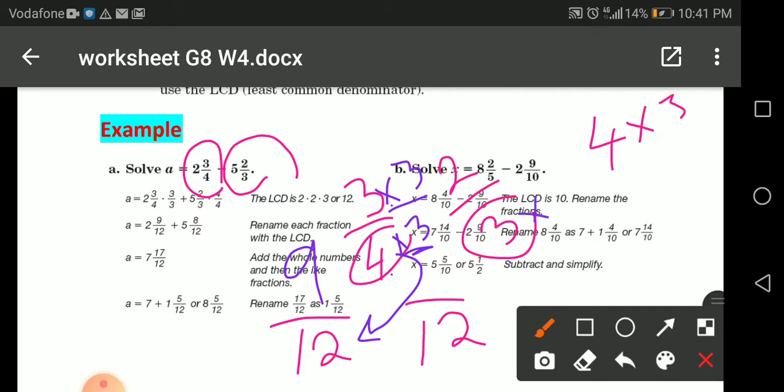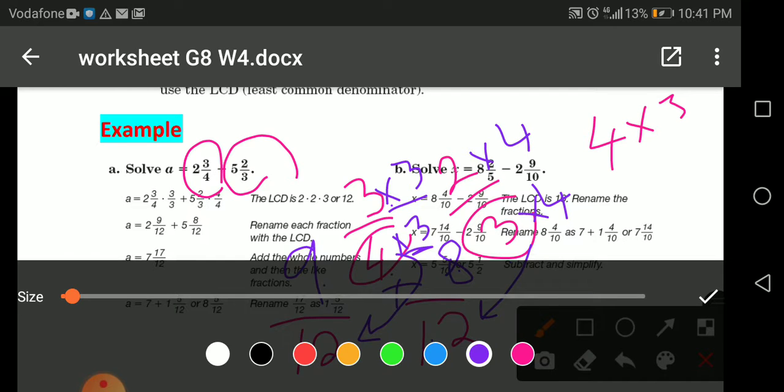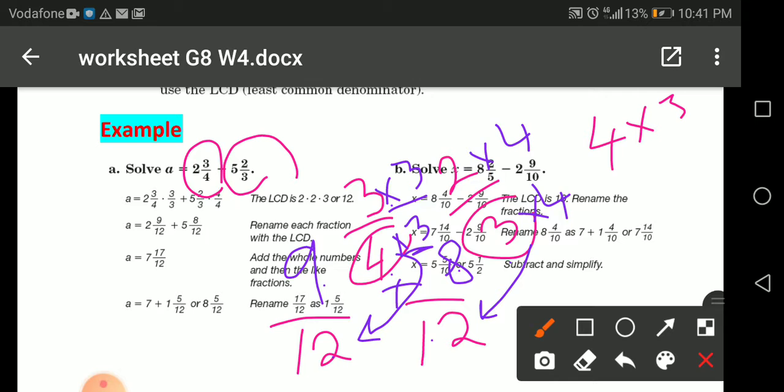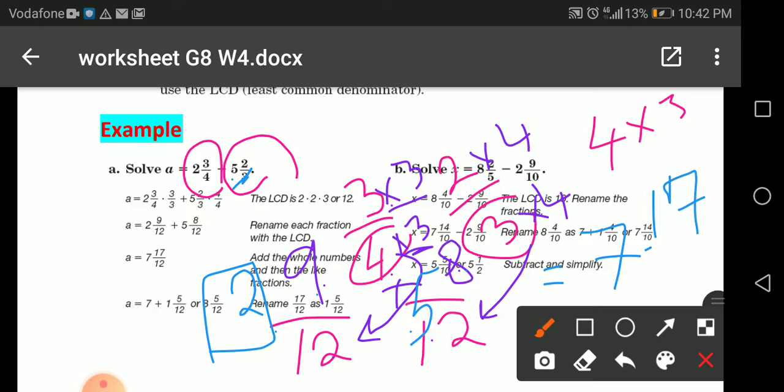3 multiplied by what gives me that 12? 4, and this will be the same, times 4, so it's 8. So I have here 9 over 12, 8 over 12. Okay, so can I now add them? Remember, don't forget that we have a whole number here. For the first one 2, and the second one 5. Okay, 2 plus 5 gives me 7. 9 plus 8 gives me, yes, 17. So I have here 17 over 12.